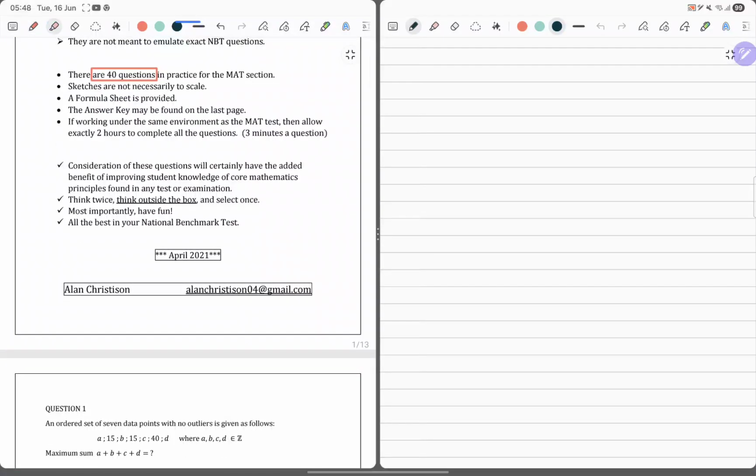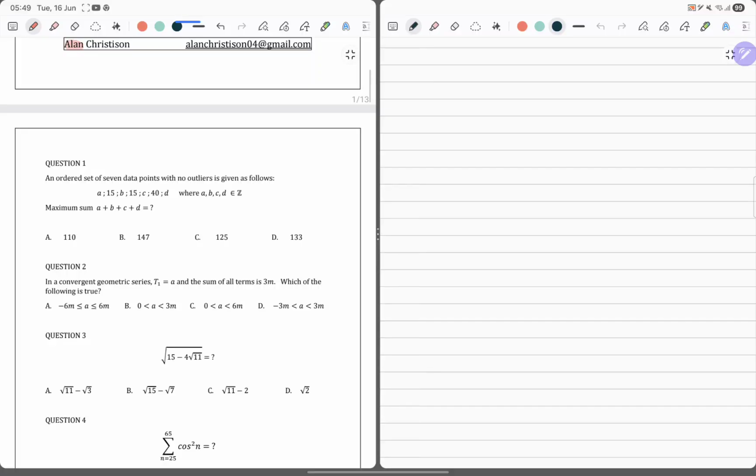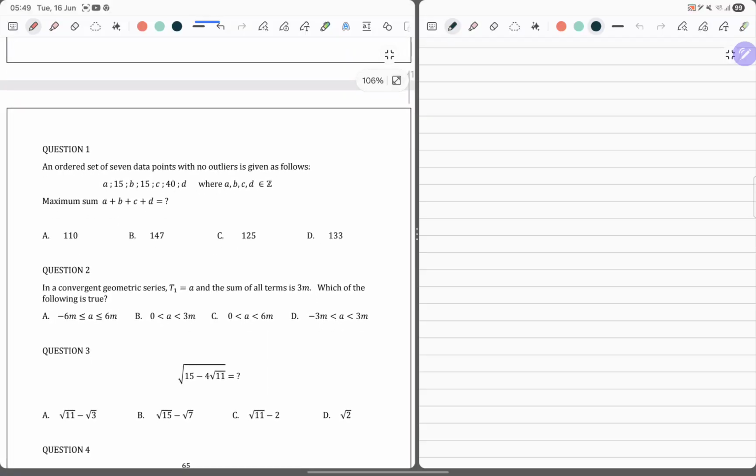This is certainly all thanks to Alan Christensen, who seemingly developed these questions or compiled them. Whichever it is, it's truly a pleasure to come across such a document. Now let's have a look at these questions quickly. Let's make this one a bit smaller, I feel like it's too much. All right, so let's get to question 1.